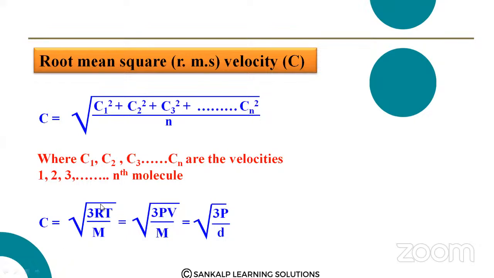This RT can be replaced as PV also, because PV is equal to nRT. So it is given as square root of 3 into PV by M. Now this volume by molecular mass is nothing but your density. So square root of 3P by D. So this is the substitution. So they have further simplified it.